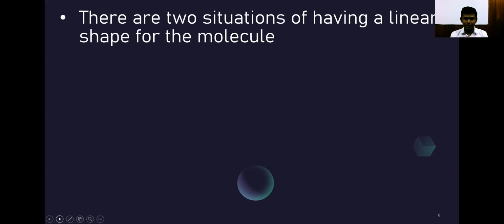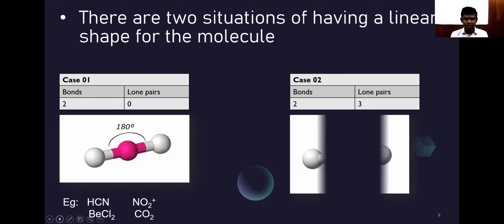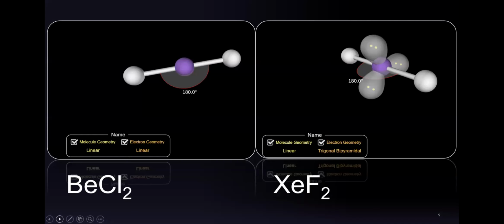Let us look at the two possibilities. In case 1, there are two bonds and 0 lone pairs. In such a situation, the molecular geometry is linear as well as the electron geometry. Examples are HCN, NO2+, BeCl2, CO2. Moving on to case 2, there are two bonds and 3 lone pairs. In such a situation, the molecular geometry is linear, but the electron geometry is trigonal bipyramidal. Examples are XeF2, I3-. Carefully observe the two figures.